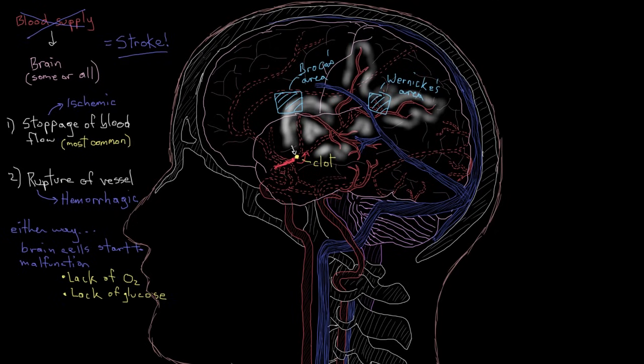So if you get a big clot in your middle cerebral artery and you happen to stop blood supply to Broca's area and or Wernicke's area, you're going to end up with problems with your speech. Now let's do another example.